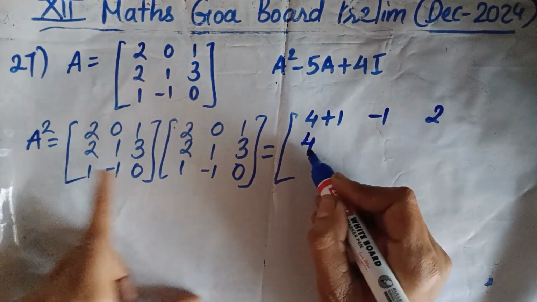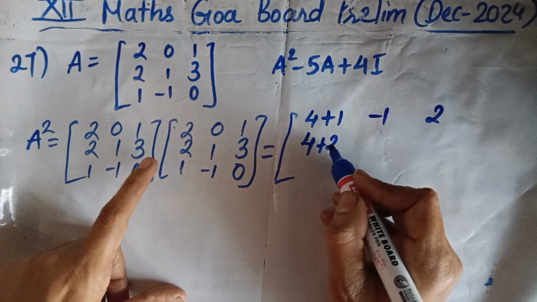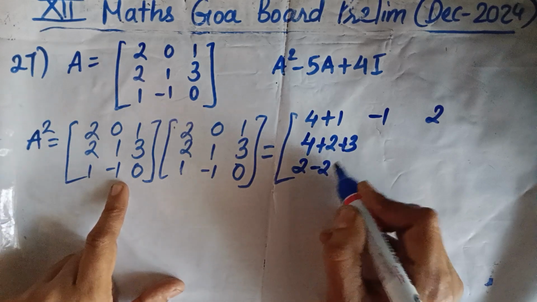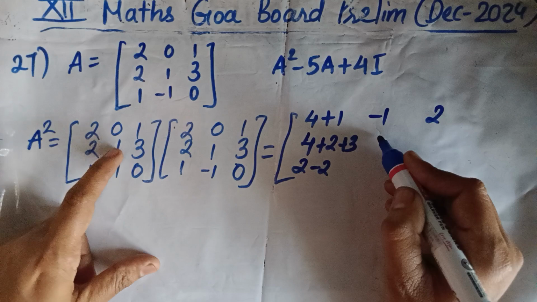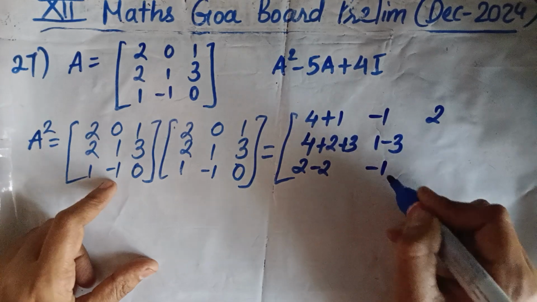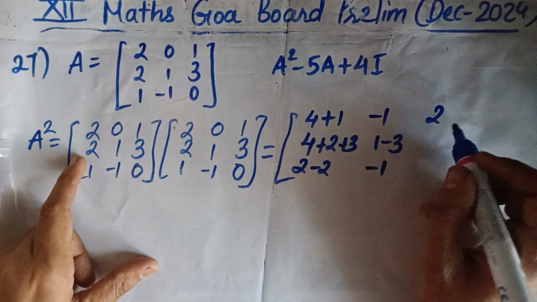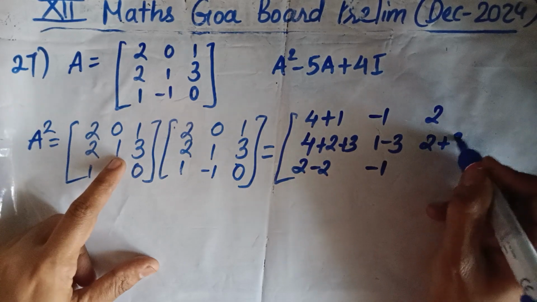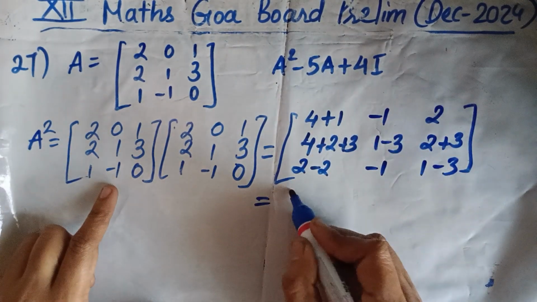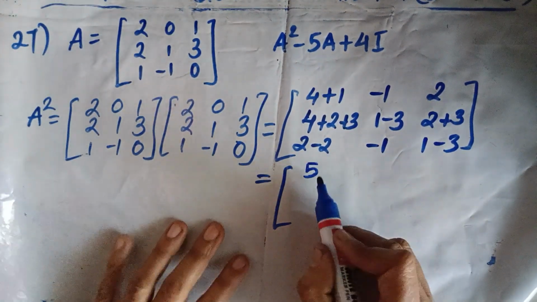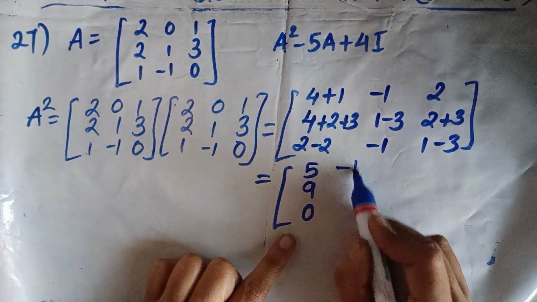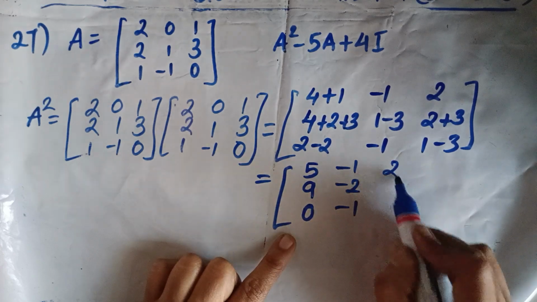2 2s are 4, 2, 3, 2, minus 2, 2, 0, 1, minus 3, 0, minus 1. 2 1s are 2, 3, 1, minus 3. Okay, so we'll get 5, 9, 0, minus 1.